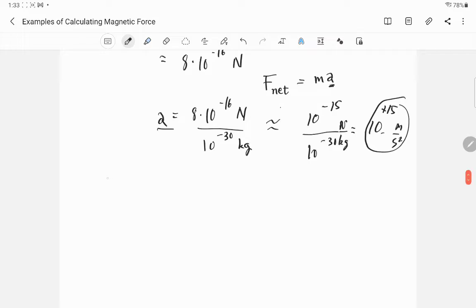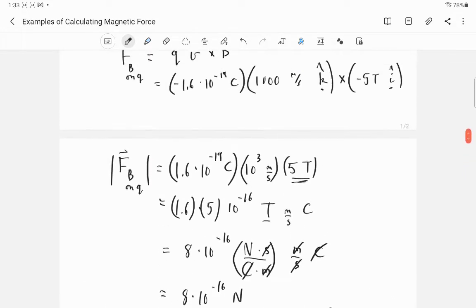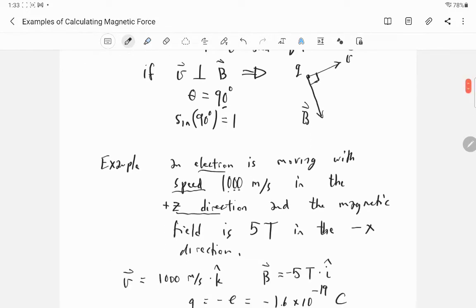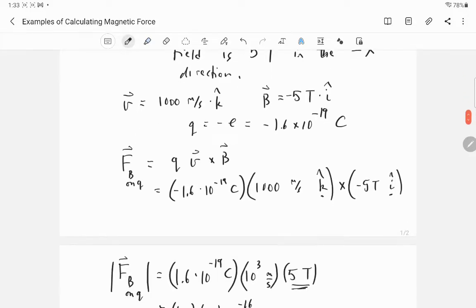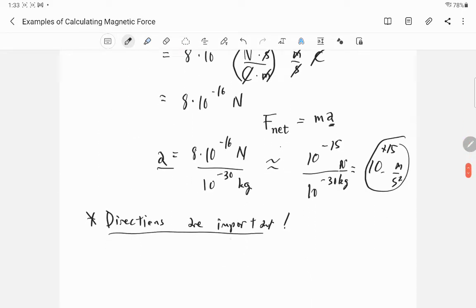But directions are important. Directions are really important. Everything that I just showed you how to do was in the lucky coincidence case of 90 degrees, but still, we only ever calculated the magnitude of the force. We dropped the direction, but directions are really important.